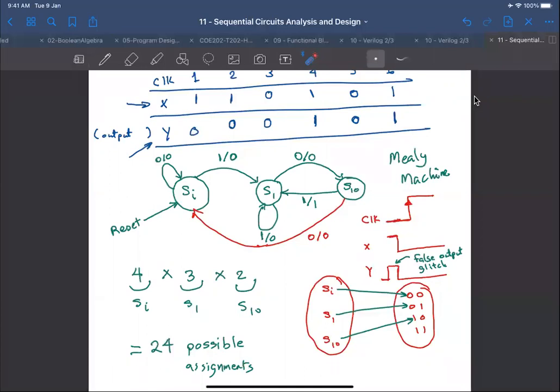So suppose that we are in this state here, S10, and then we can have a 1 or a 0. If we have a 0, then the output will be 0. If we have a 1, then the output will be 1. Suppose that the input here, when we are in S10, changes briefly to 1, like this, and then goes back to 0 before the rising edge of the clock.